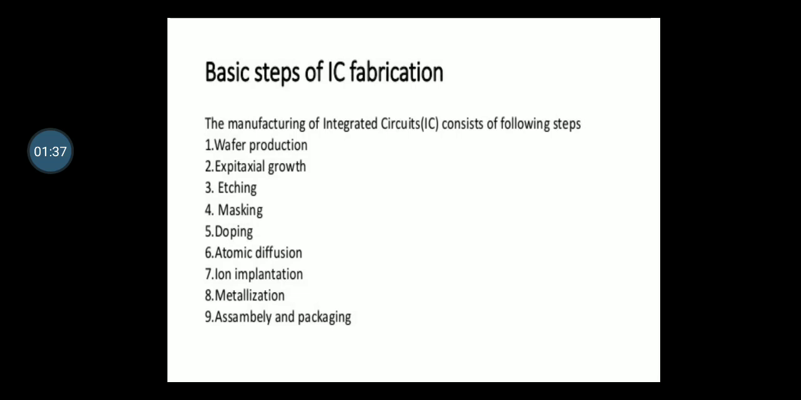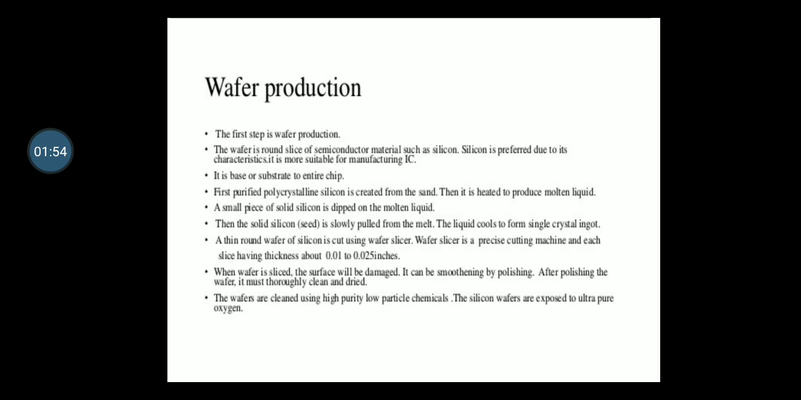So the basic steps involved in IC fabrication are wafer production, epitaxial growth, etching, masking, doping, atomic diffusion, ion implantation, metallization, assembly and packaging. So the first one is wafer production. The first step is wafer production. The wafer is a round slice of semiconductor material such as silicon. Silicon is preferred due to its characteristics and it is most suitable for manufacturing ICs. It is a base or a substrate to the entire chip.